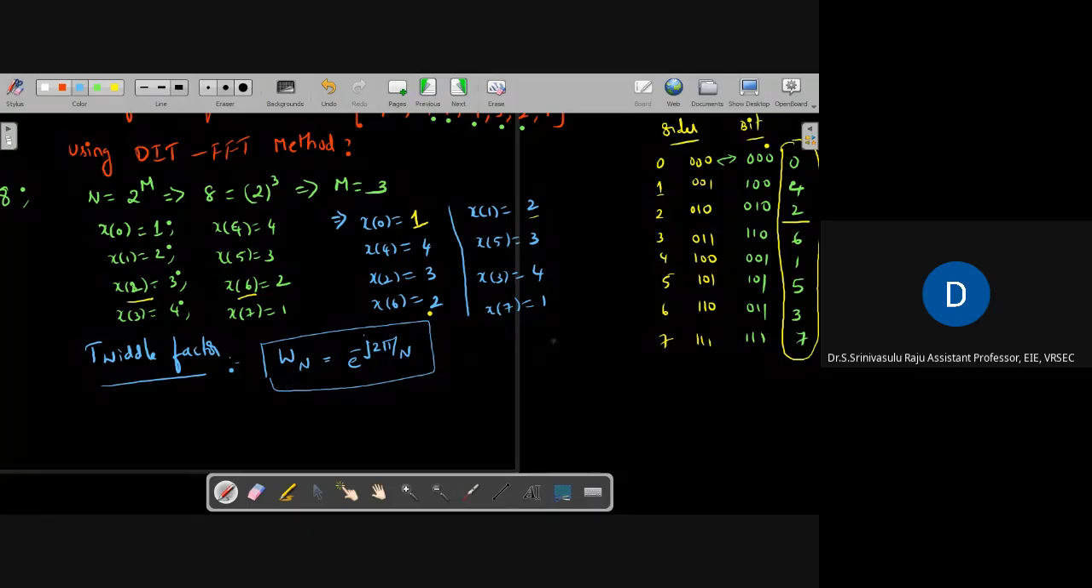Now here we have capital N equal to 8. That means we require W of N by 2 values. W of N by 2 of nk. Okay. So these are the values required now.